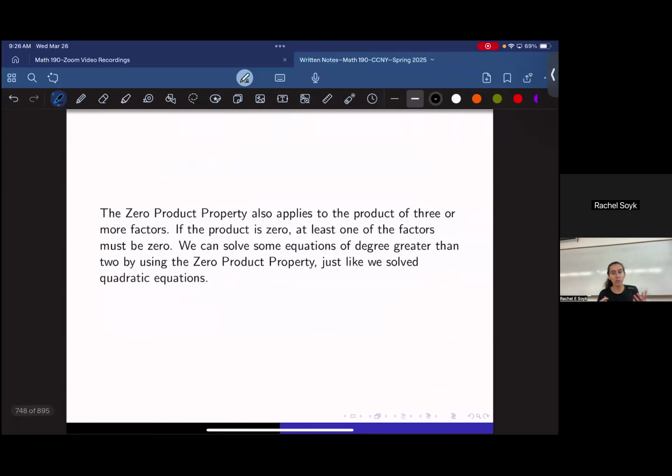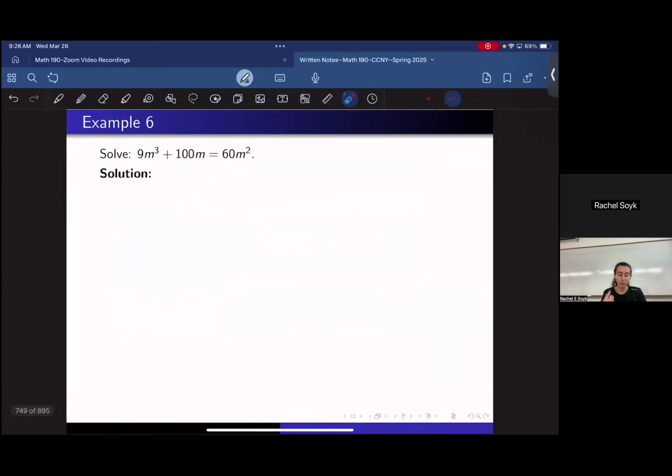All right, so this slide is just a note section. We have the zero product property also applies to the product of 3 or more factors. If the product is 0, at least one of the factors must be 0. And we can solve some equations of degrees greater than 2 by using our zero product property, just like we solved quadratic equations. So we'll practice that in this example 6 together.